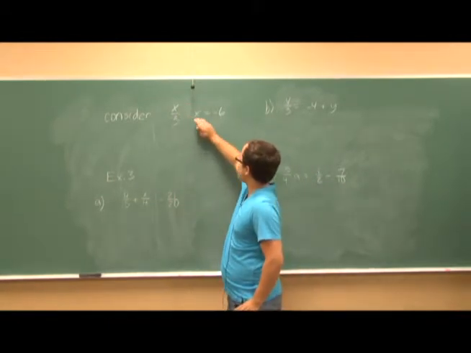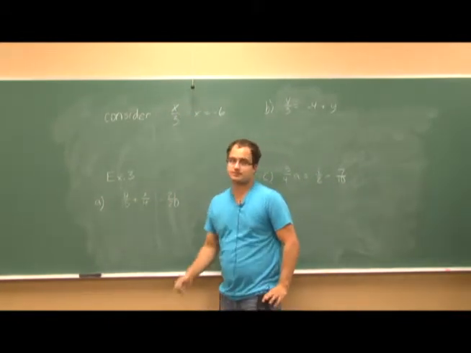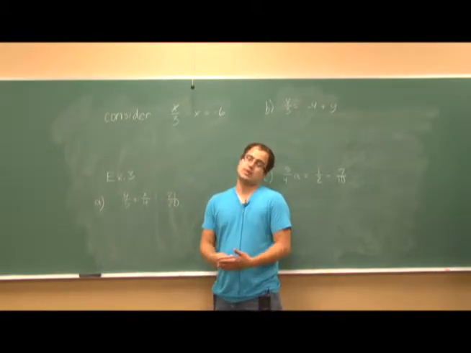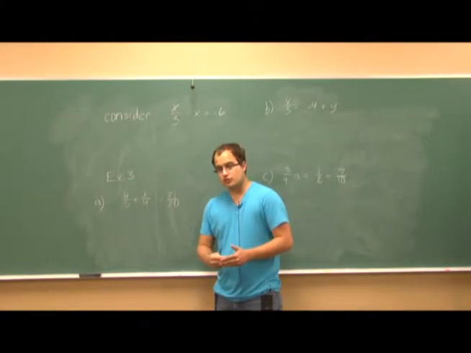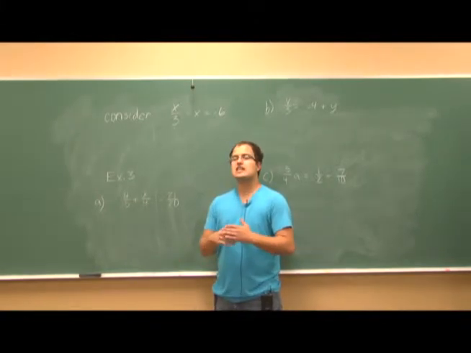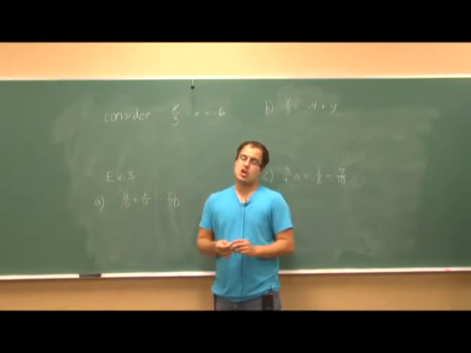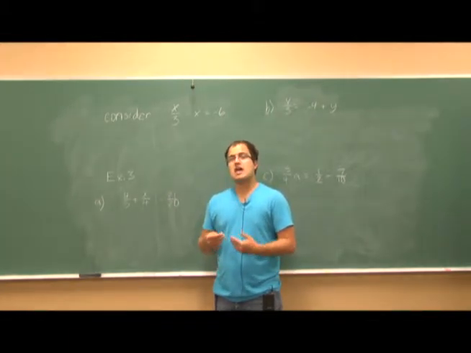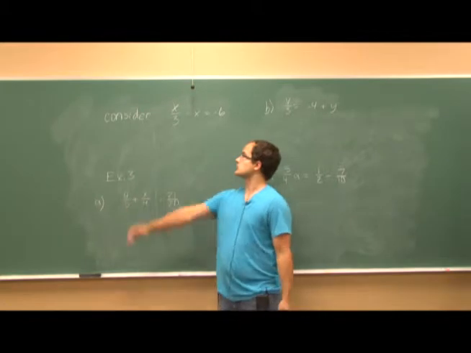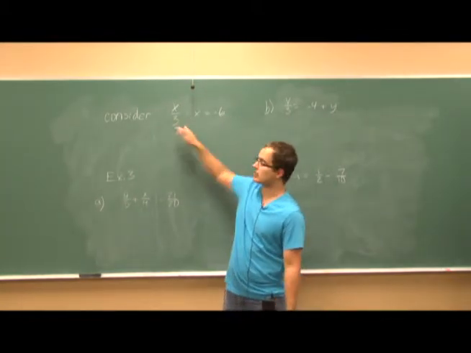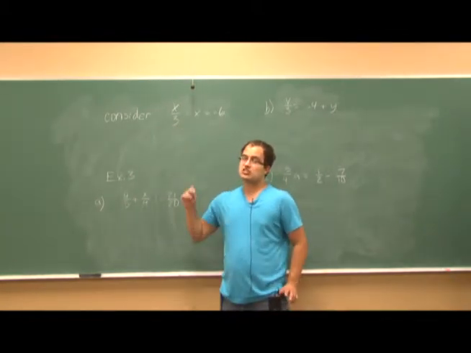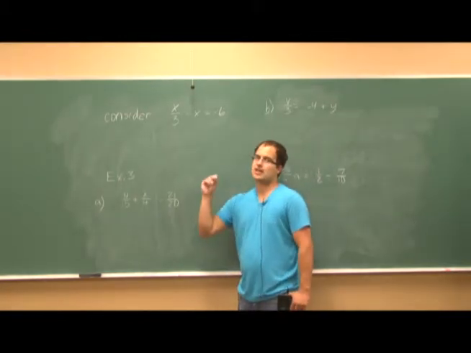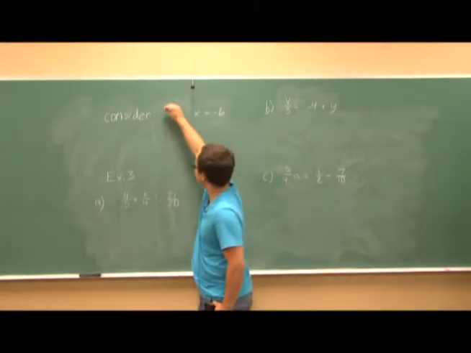Consider x over 3 minus x equals negative 6. So this is a little bit more difficult than the ones we were working with. When we have equations, remember, not expressions, what we can do is clear the fractions. How you clear the fractions is you multiply by the LCD of all the fractions. So if I look at this one, the only fraction there is the 3. So the LCD is the 3. So I'm going to multiply everything by 3.